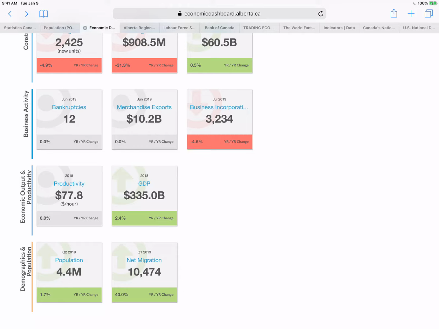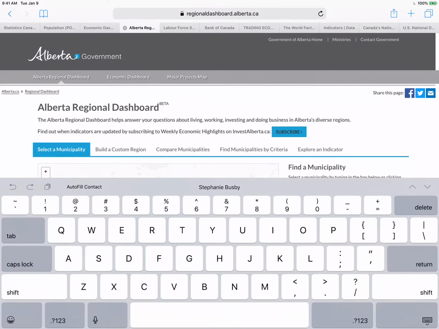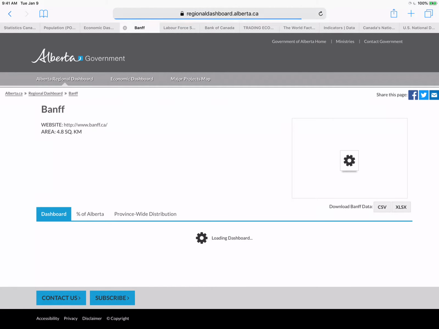Well, what if we want to know even more specific? So we've looked at Canada, we've looked at Alberta. What if you want to know about your town? Well, we can dig even deeper because Alberta has what they call a regional dashboard. And the regional dashboard lets you look at a number of these indicators, but at your town level, municipality level. And if so, we can click here on the list and you can find your town. Maybe you live in Banff.